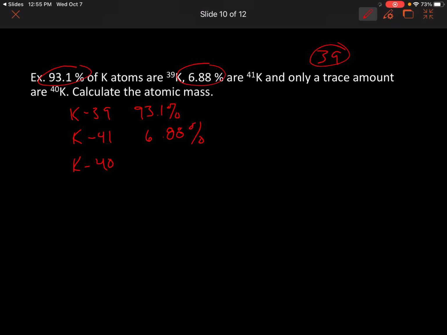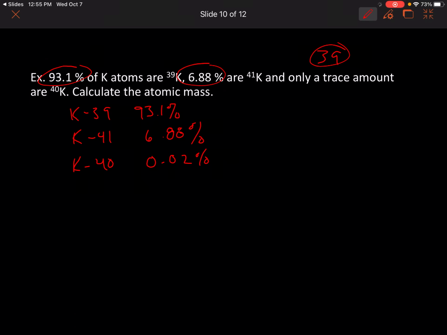It says a trace amount there. Do I need to worry about it? And the answer is yes, you need to worry about it. Now, how do you find that percentage? What do percentages always add up to? 100, right? So this is going to be 0.02% is our K40. So we do need to factor that in here.